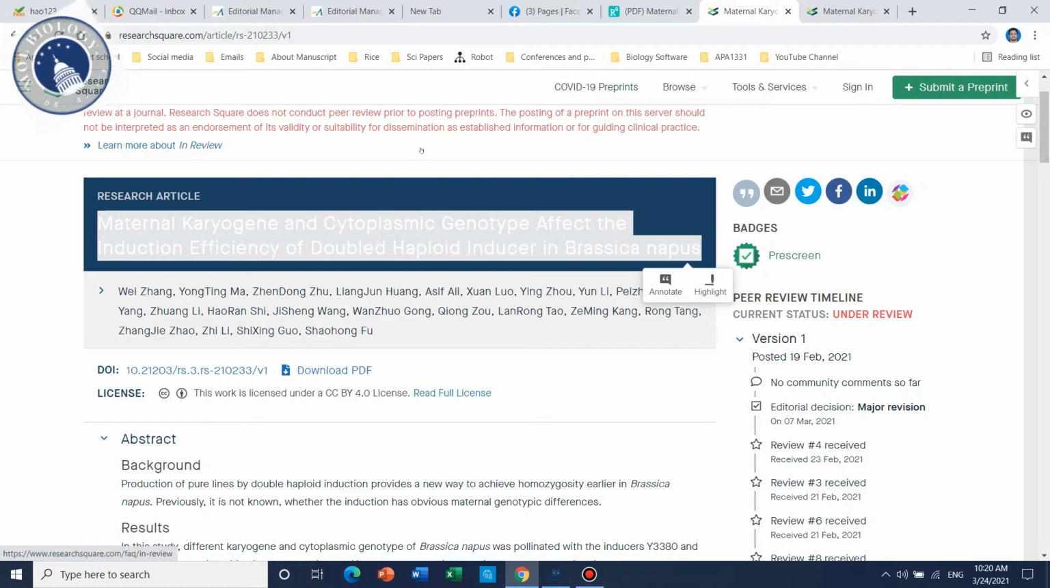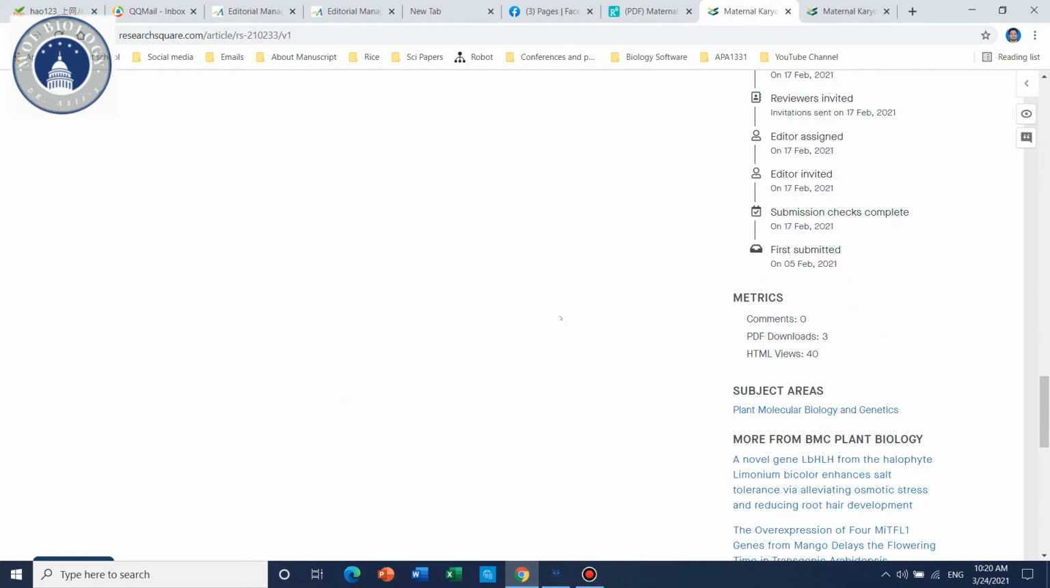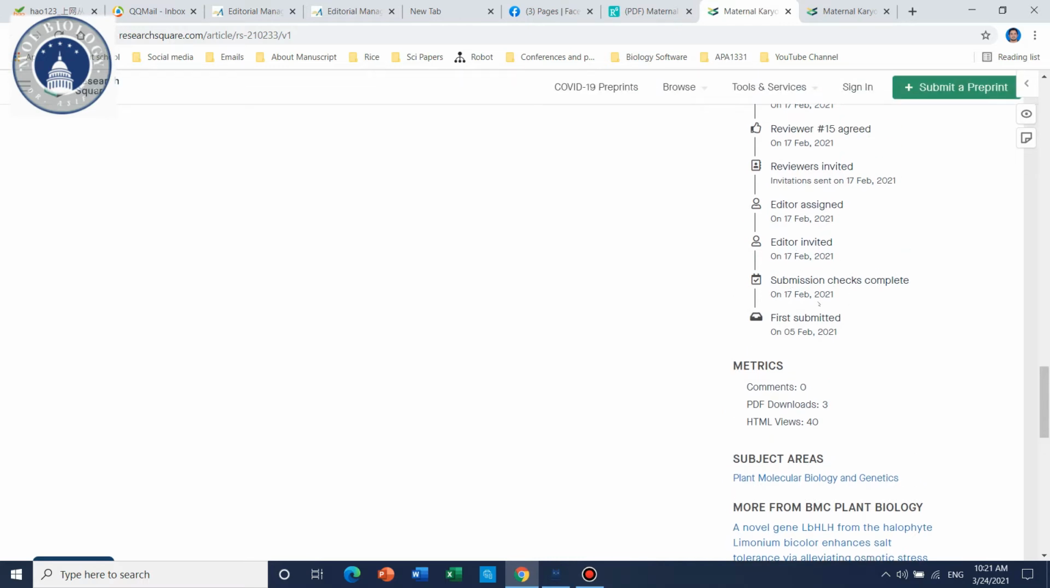We are mostly interested to know how long it usually takes, how many reviewers are invited, and how editors are invited. If we talk about the specific history of this article, here we can see that on 5 February it was first submitted, and on 17 February it completed submission checks. It means it took almost 12 days to finish submission checks. And on the same day when it finished the submission checks, the editor was invited, and then the editor agreed, so the editor was assigned.